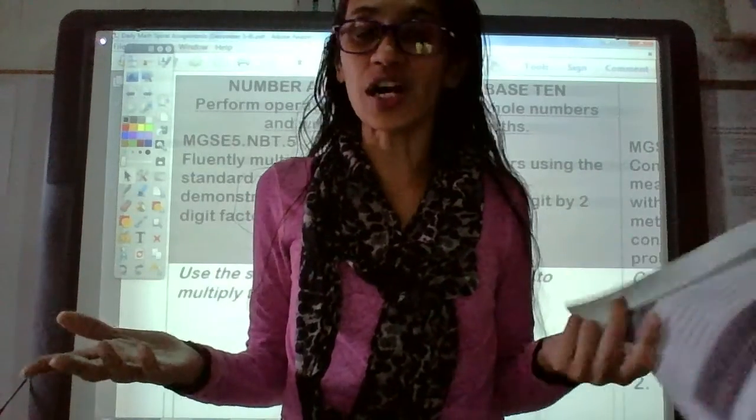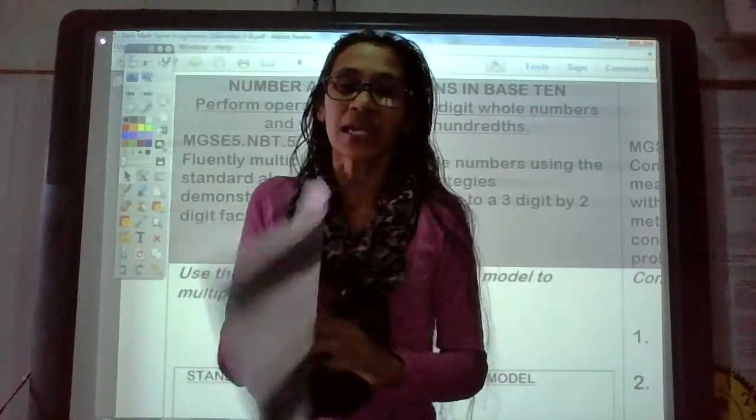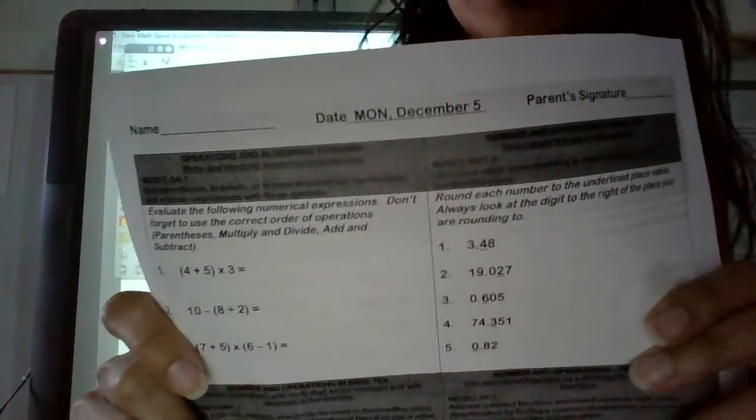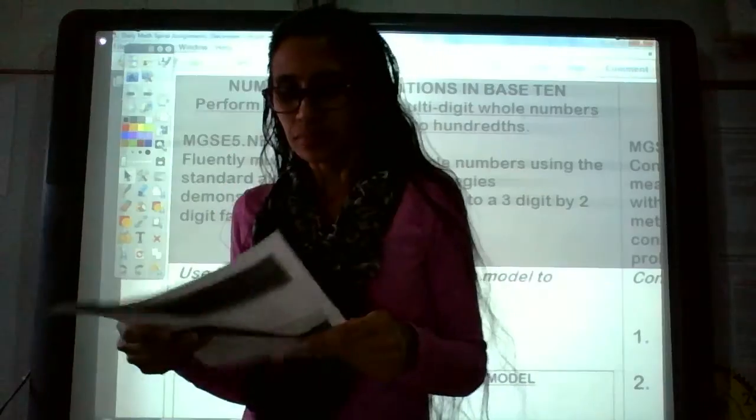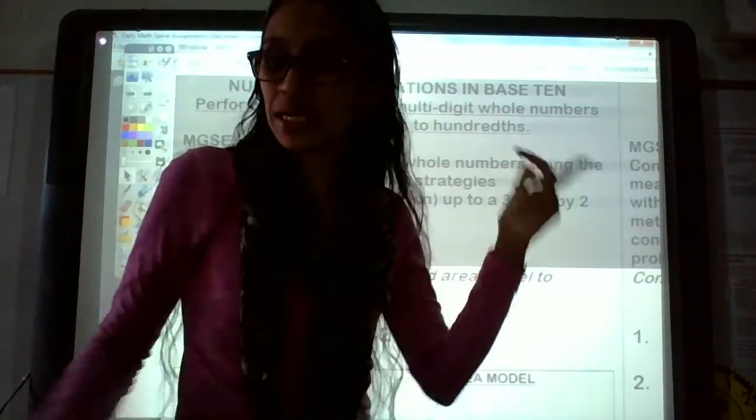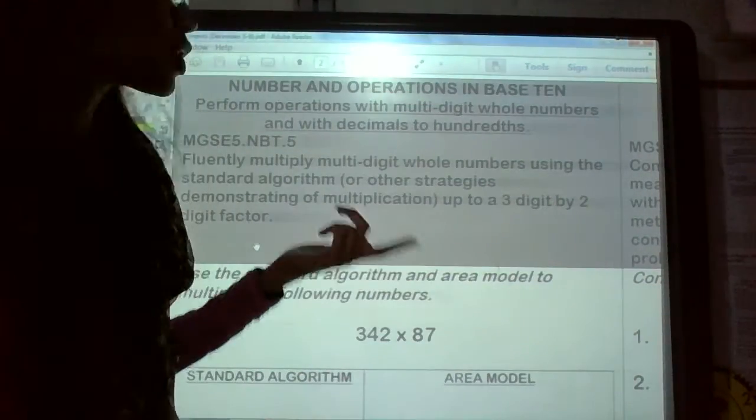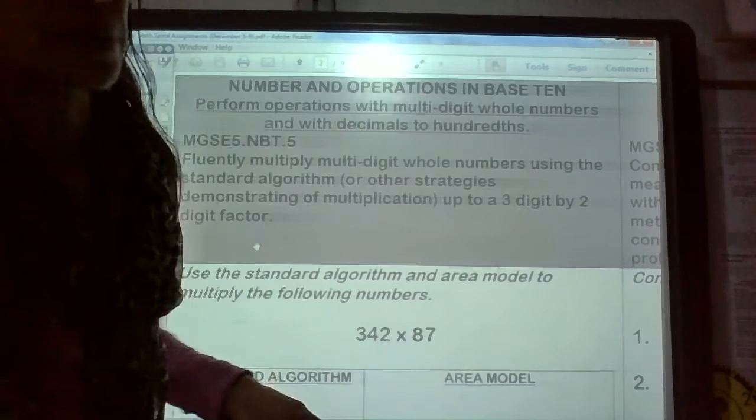We are working on our math assignment for today. It is Monday, December the 5th. We are working on the backside, right here. First problem on the backside. Make sure you have your sheet. Let's begin. Read the standard with me, either on the board or off your paper, okay?